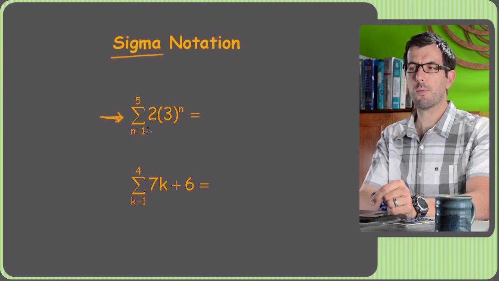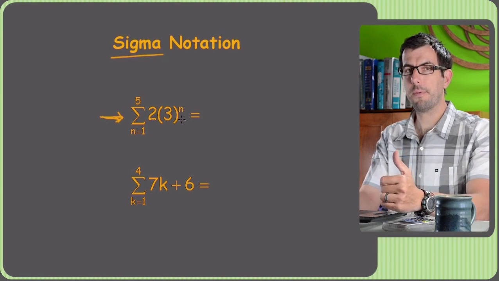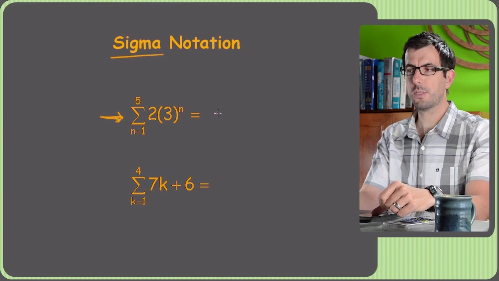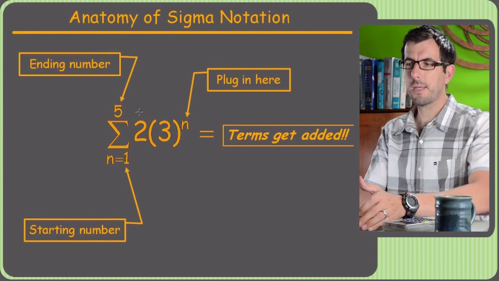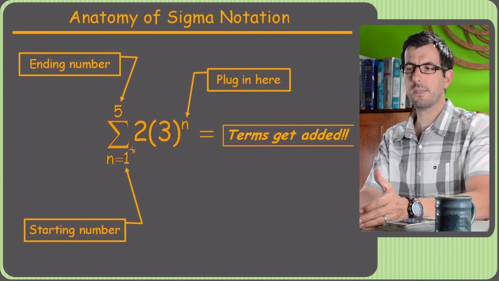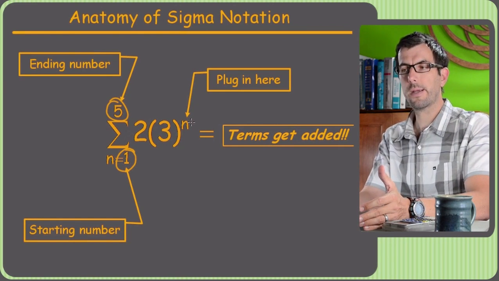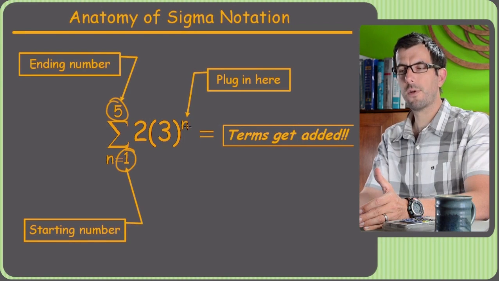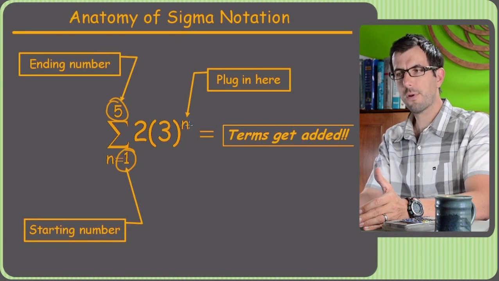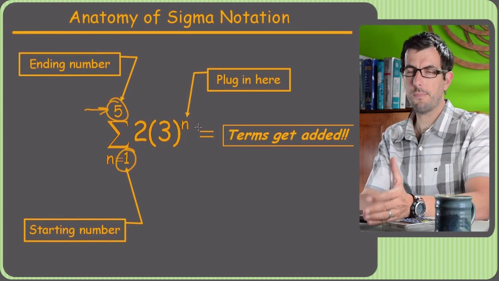So as you go from term 1 to term 5 and plug in all these different n's, you're going to be adding them up. Ultimately, this will result in a single number, which is the sum of all the terms given. So what's the sigma mean? Well, basically, we're just going to go from this number to this number one at a time, plugging in here. For example, this one, we'd start at 1, plug in 1 for n, then we'd plug in 2 for n, then 3 for n, then 4 for n, and then 5 for n would be the last one. Since 5 is up here, that's our last one.